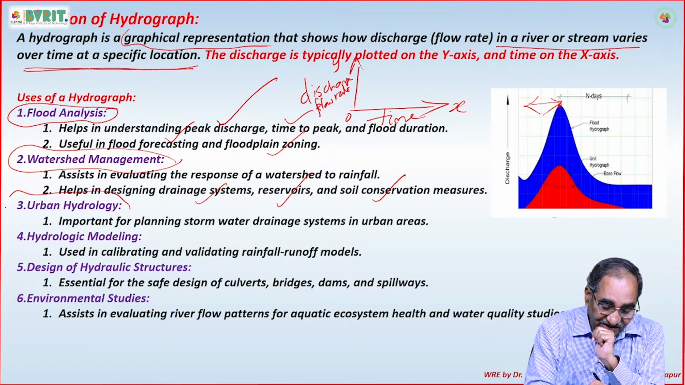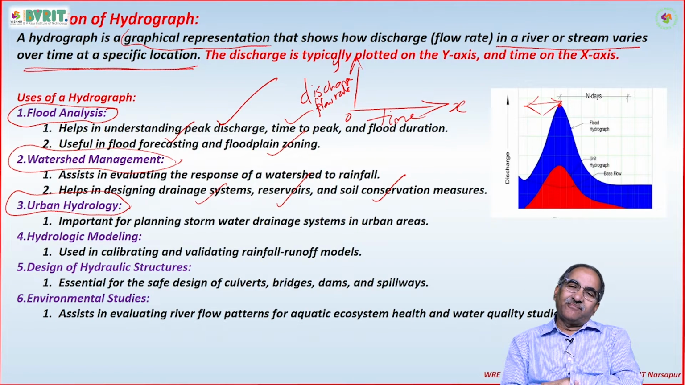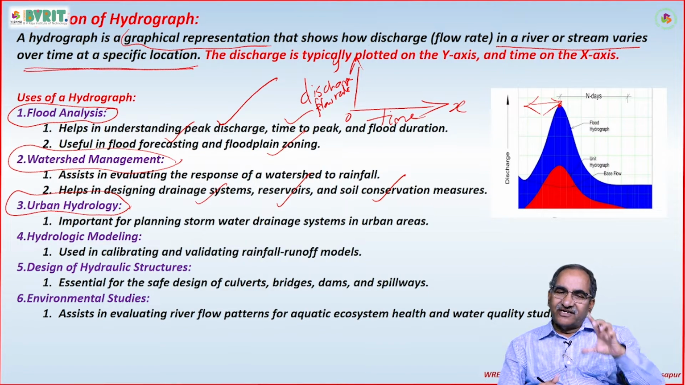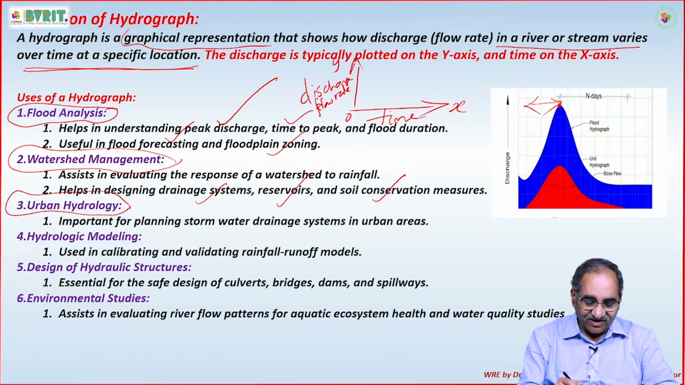Then the third one is urban hydrology. Especially in urban hydrology, if you want to analyze stormwater drainage properly, you need the hydrographs. That is the third one.